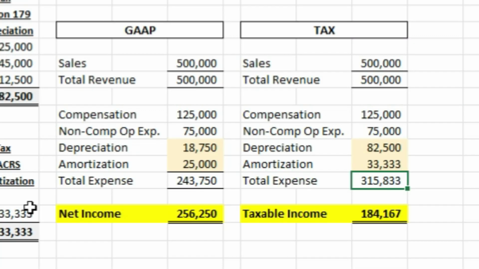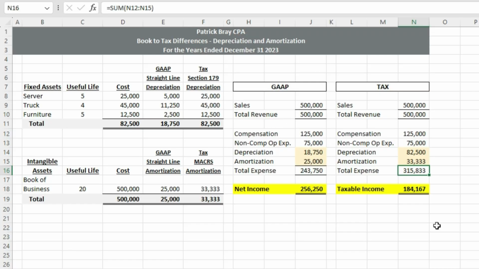So you'll see we have a pretty large difference between our GAAP basis financials and our tax basis financials. Net income on a GAAP basis, $256,250. On a tax basis, especially since we can take that Section 179, we're ending up with taxable income of $184,167. So you can see from a GAAP to tax standpoint, depreciation and amortization can have major differences between the two sets of accounting methodologies.